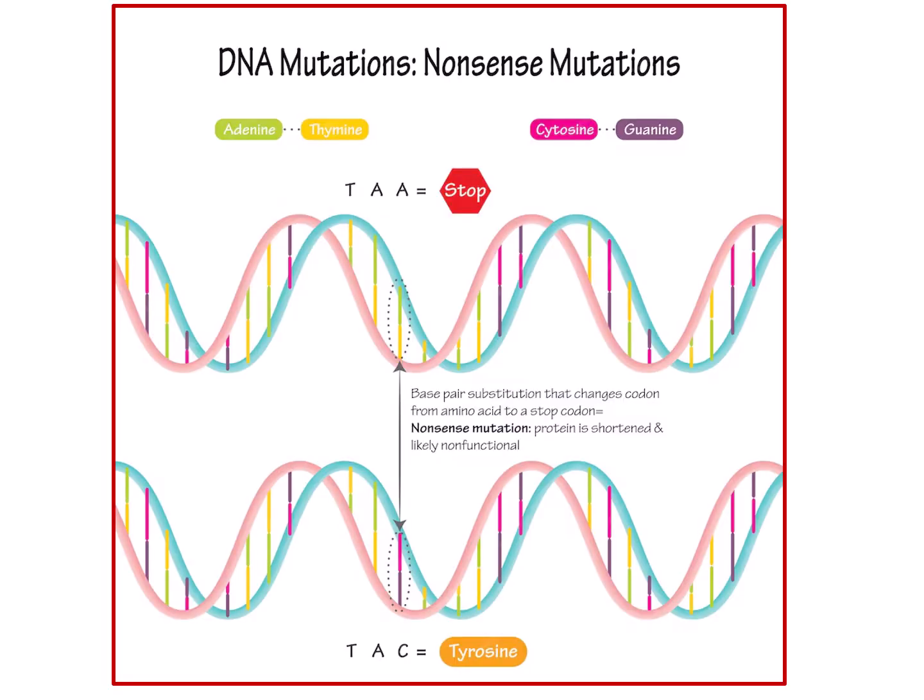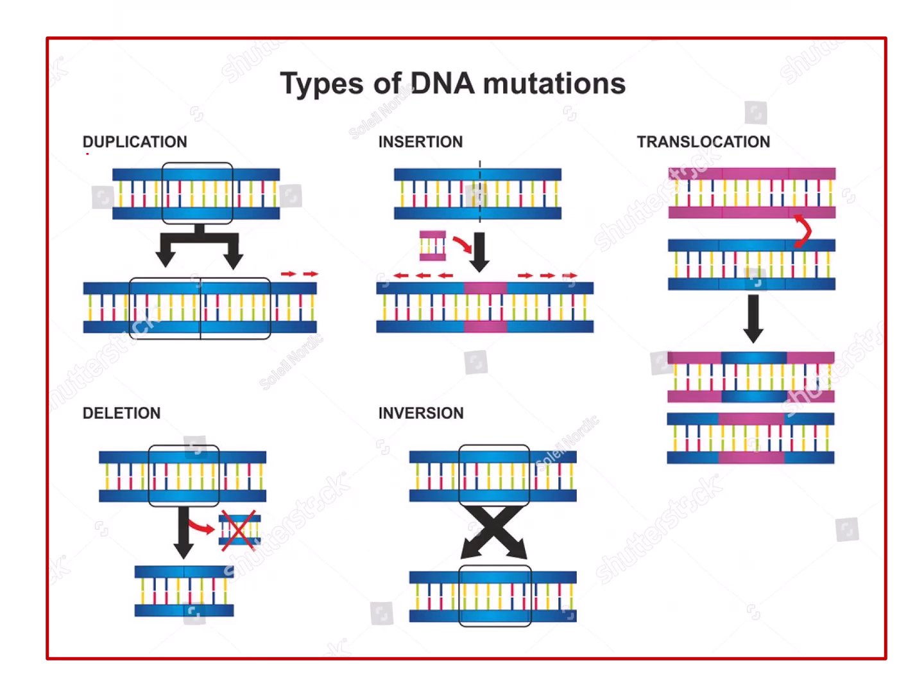In this slide we are seeing mainly the point mutation. Point mutation is a mutation involving a single gene, otherwise called a nonsense mutation. Now we have also seen the other types of DNA mutation: duplication, insertion, translocation, inversion and deletion, which will affect the chromosome structure.